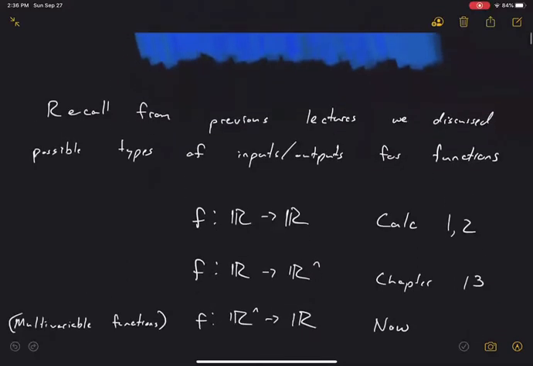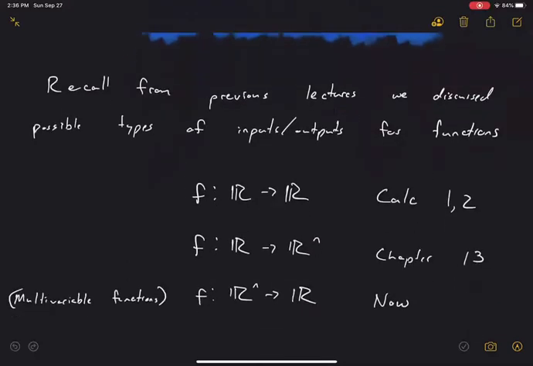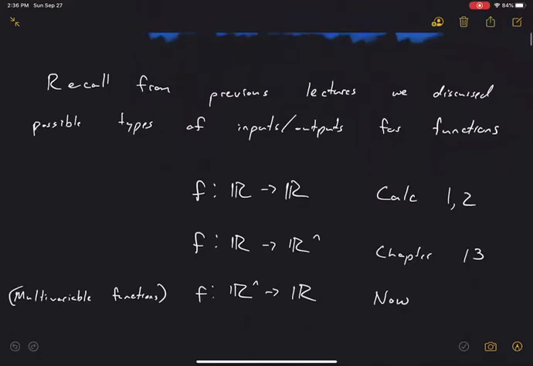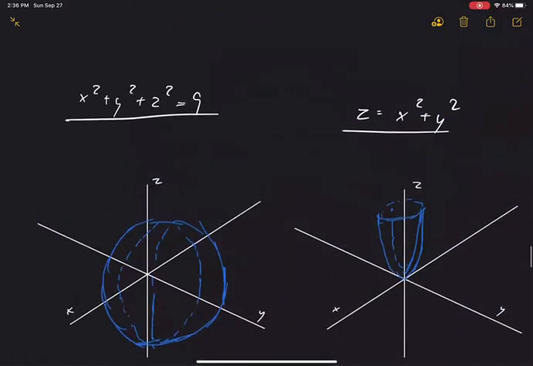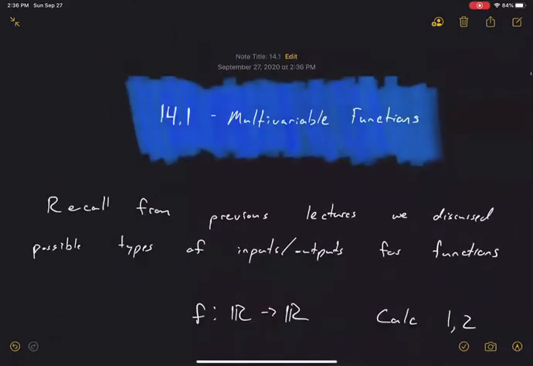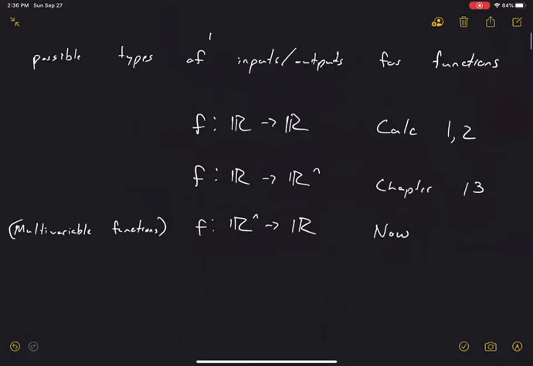Let's start with a recap of what we've talked about so far in our calculus courses. In Calc 1-2, we had our functions of a single variable. That would be like a function f from the real numbers to the real numbers, meaning we plug in a single number and we get out a single number.